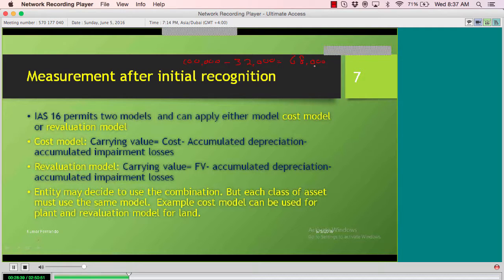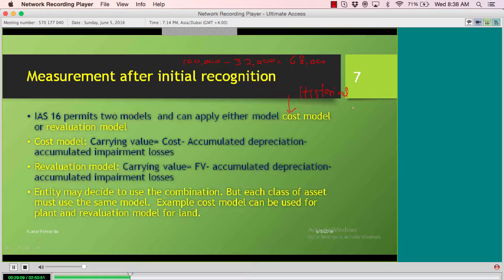Accumulated depreciation for 2 years is 32,000. 68,000 is the carrying value. That is what we call the historical cost model. However, IAS 16 permits another model, which I believe is a better model, but some people use it, some people don't use it. That is what we call the revaluation model.